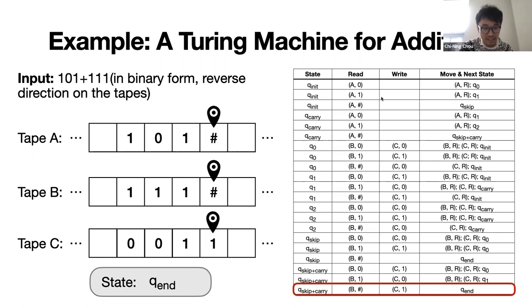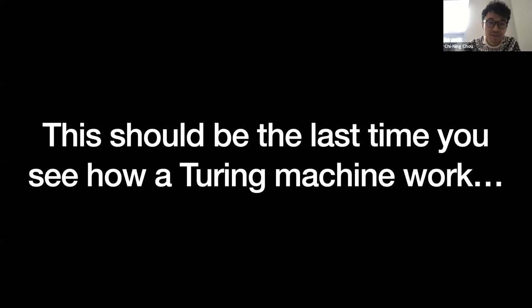So everything has a formal mathematical definition. If you are interested, you can take a look at the reference. Okay, and I also want to tell you, yeah, this should be the last time you see how a Turing machine works. At least I originally thought I'd see a Turing machine for the last time 5 years ago or something, but turns out for this mini course, I prepared it again.